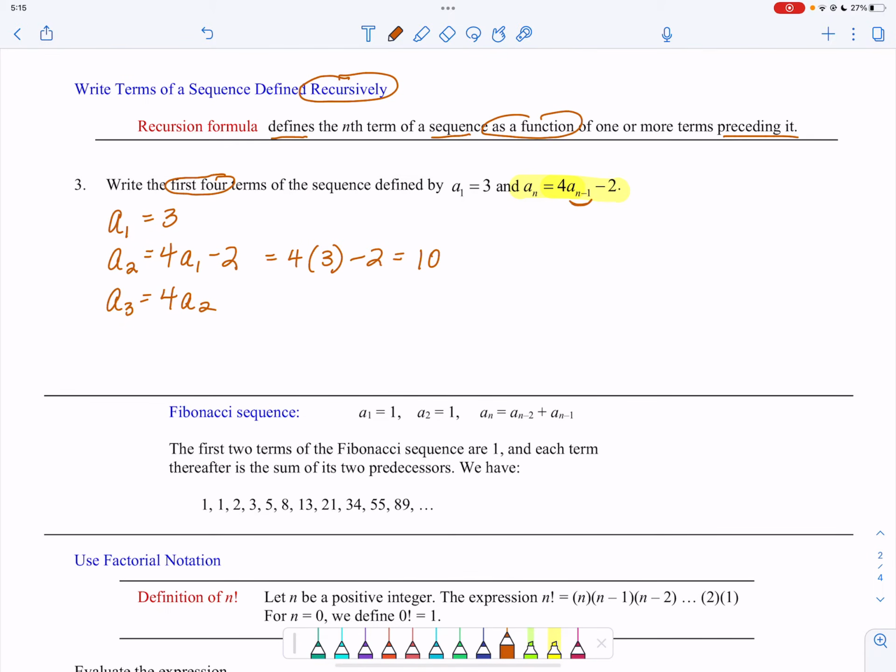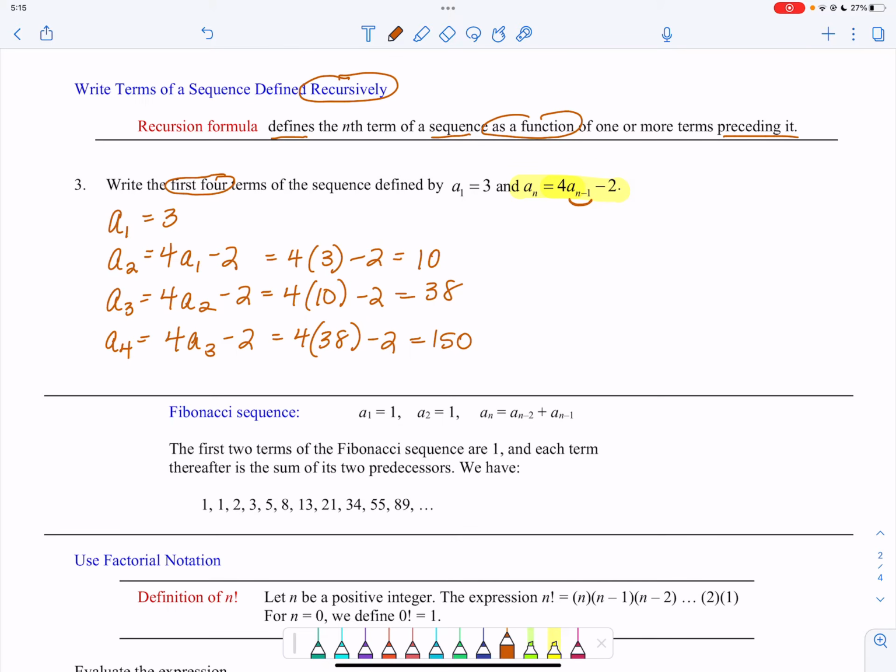As you can see, we want the previous sequence term there. So 4a sub 2 minus 2, and we have 4 times 10 minus 2, and we come up with 38. Likewise, a sub 4 is 4 multiplied by a sub 3 minus 2. That's 4 times 38 minus 2, and we come up with 150.